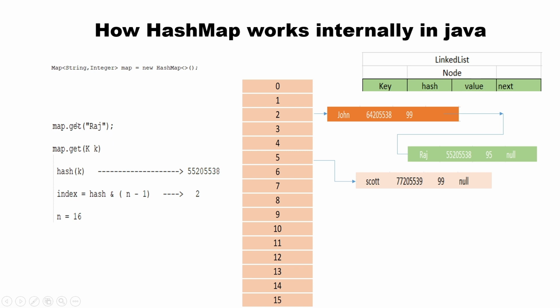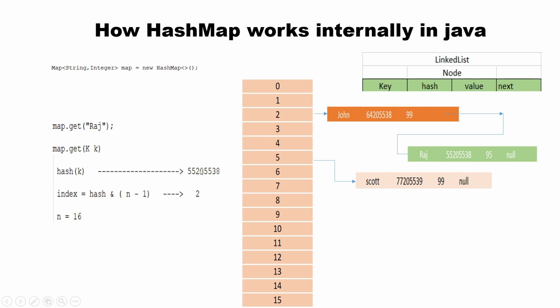But when you call this get method, it is again internally going to call the hashing function and generate the hash value for your key. This time it generated the hash value 55205538. All right, this hash value we are going to compute with a modulus operation to get the index, and we got the index as 2. So we are going to check in the second index.